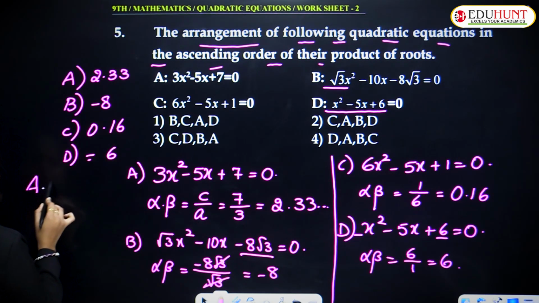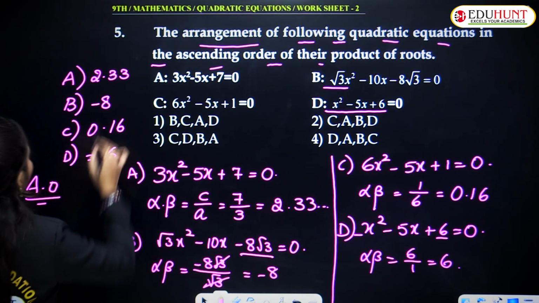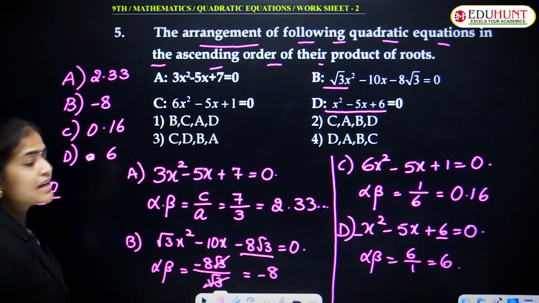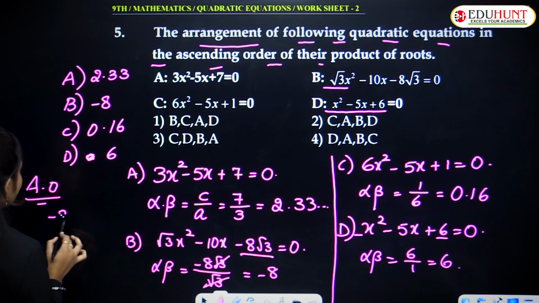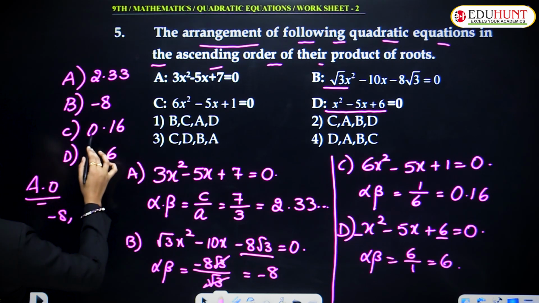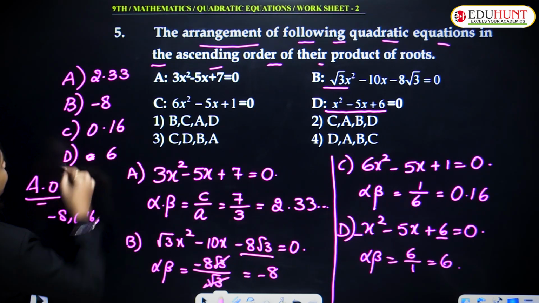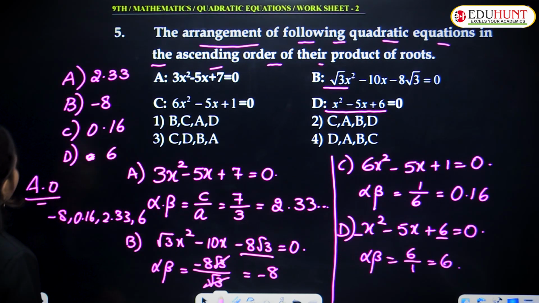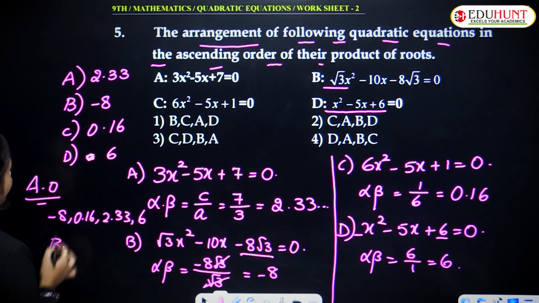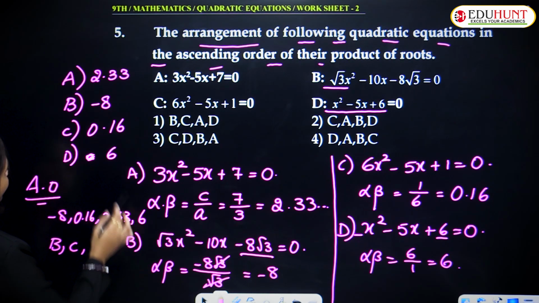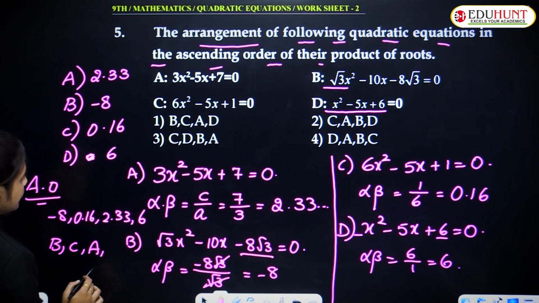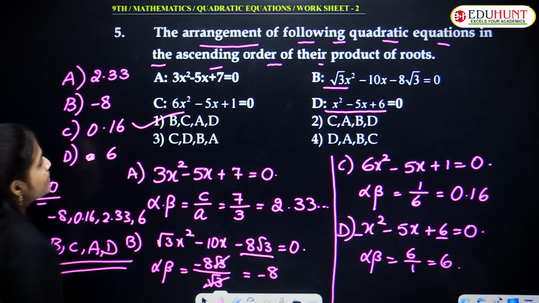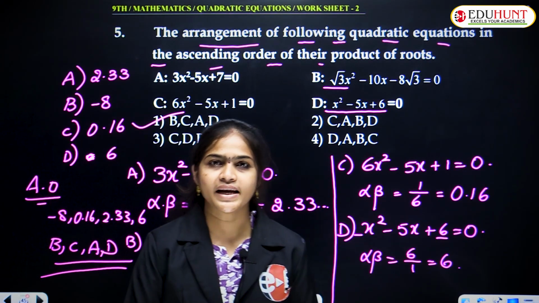So ascending order means small to big. Out of these 4, what is the smallest number? That is minus 8. Next smallest number is 0.16. Next 2.33. Next 6. Now the options: minus 8 is B, 0.16 is C, 2.33 is A, and 6 is D. So B, C, A, D. Again which one, ma? Yes, B, C, A, D. So option 1 is correct here.